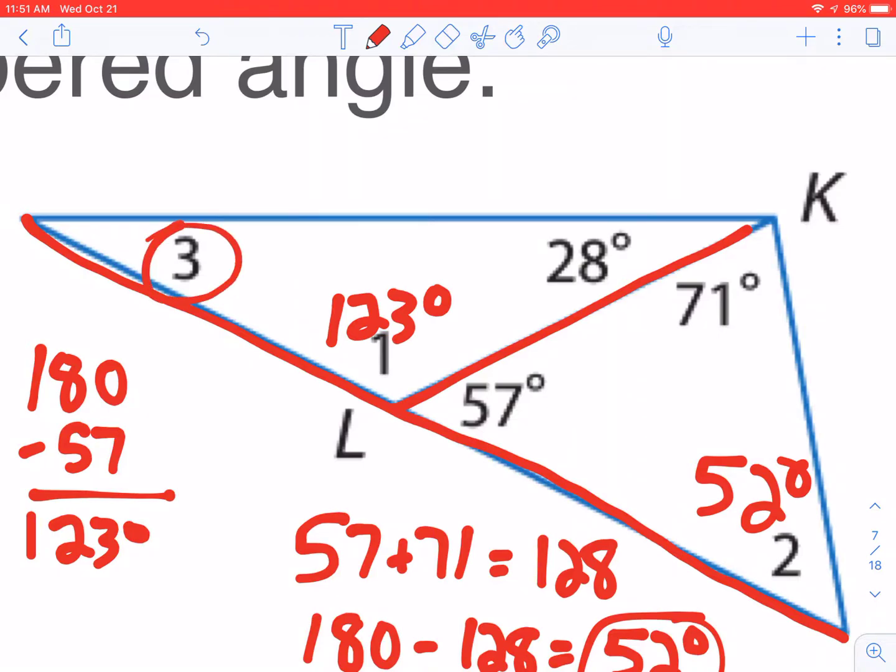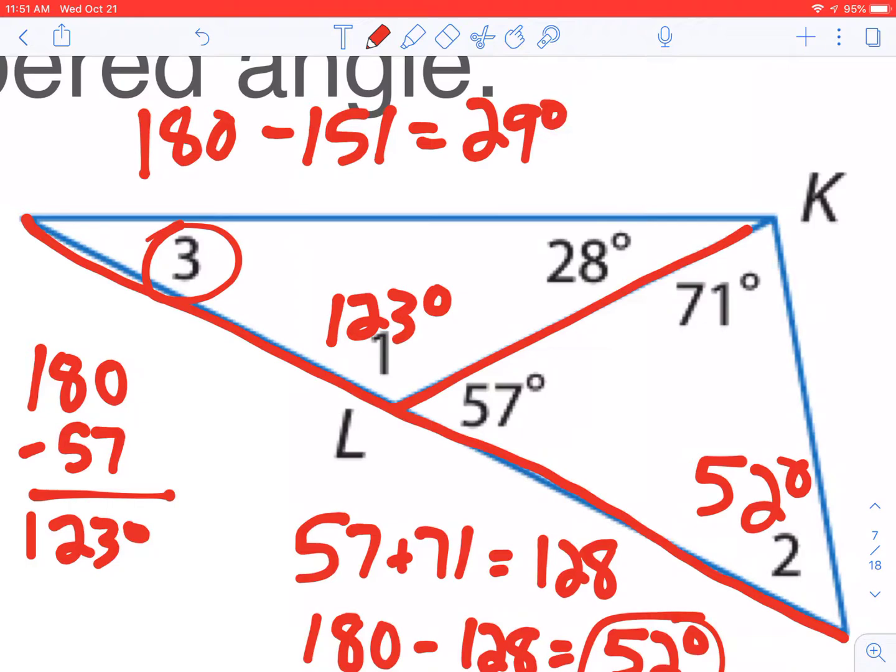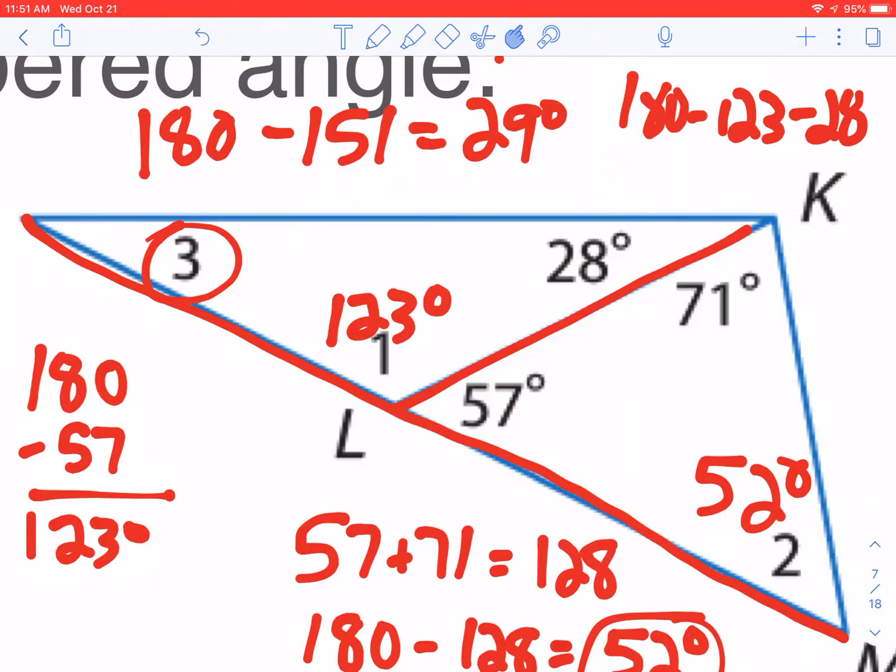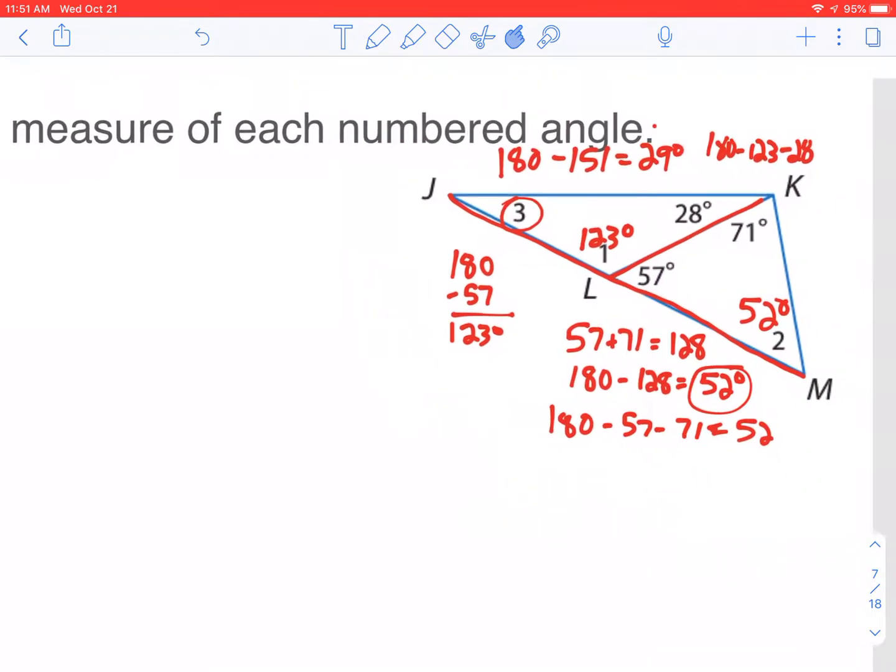And now to find angle 3, all I need to do is 180 minus 123 minus 28, which is 151, and that will give me 29 degrees. I could also do 180 minus 123 minus 28 in my calculator, and I will get the same answer. So that's how we find missing angles. We just use 180, we subtract.